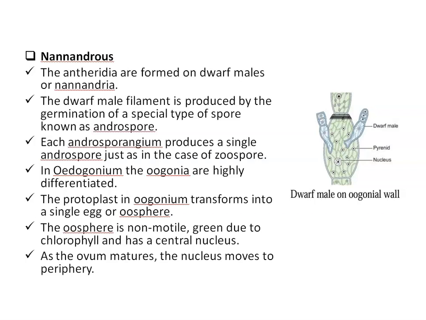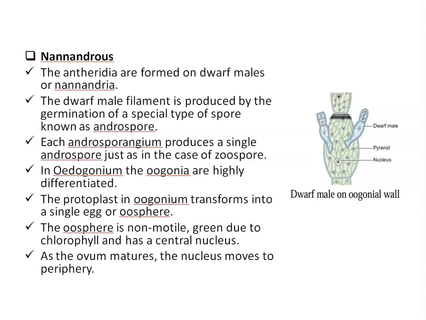The androspores look similar to zoospores except that they are smaller in size. After swimming about for some time, the androspores settle on the oogonial wall. The androspores germinate into a dwarf male. As you can see here, this is oogonia, and these are dwarf male. So the nannandria are 2 to 4 celled long. It has a basal attaching cell. The other cells are antheridial cells.